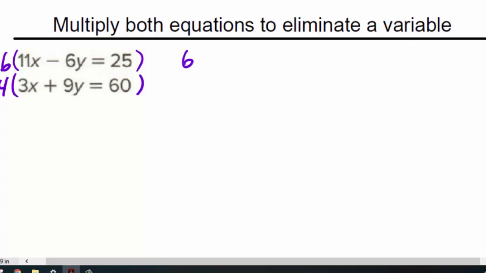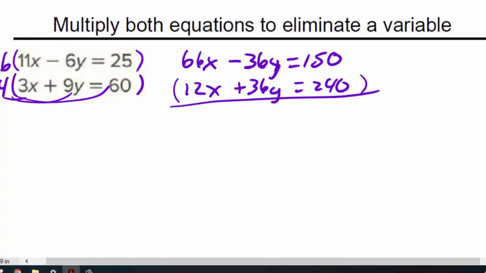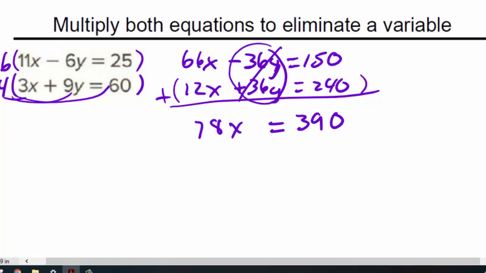So I'm going to distribute those. So 6 times 11 is going to be 66x minus 36y, and that's going to equal 150. Then I want to distribute here, here, and here. And that's going to give me 12x plus 36y equals 240. Now, because the signs are opposite right here, all I got to do is add those together and those will cancel out. But I still have, at the beginning, 78x equal to 390. Next step is to divide by 78, and x will end up equaling 5.